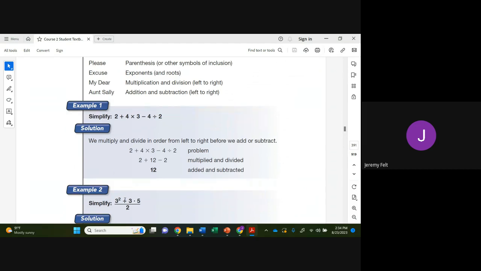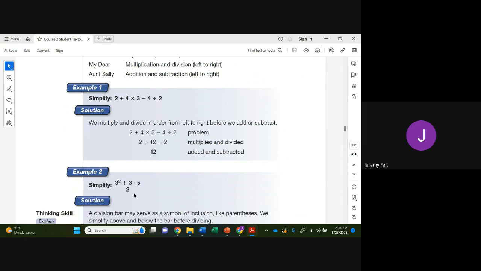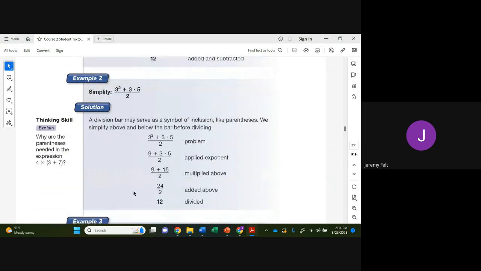If we have this one here, 3 squared plus 3 times 5 all over 2. In the grouping symbol in the numerator, it's its own group, even though we don't have parentheses. And then within grouping symbols, we also have to follow order of operations in there. So we have 3 squared, which is 9, plus 3 times 5, which is 15. 15 plus 9 is 24. 24 divided by 2 is 12.